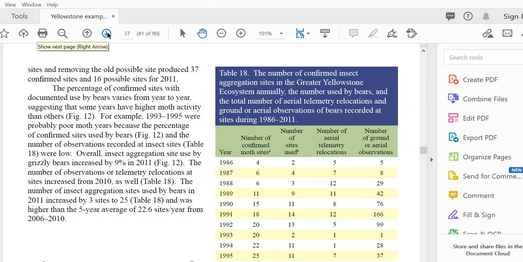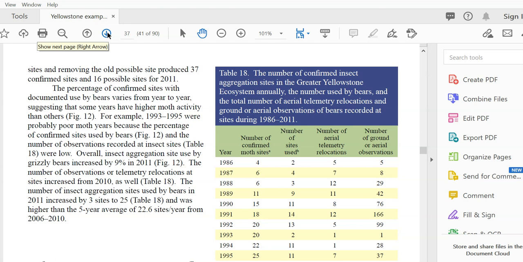So this is a number of confirmed insect aggregation sites in the greater Yellowstone ecosystem annually, the number used by bears. So bears do eat insects. And so what we're looking at is this data here: the year and the confirmed number of moth sites. Okay, and what we want to do is look at this over time, create a model for it, and then see if we can do some sort of analysis on the model.